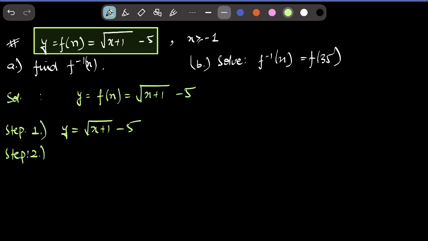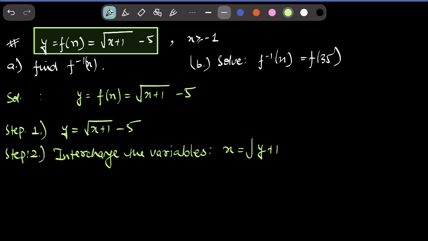Step number 2 says interchange the variables. What I meant by saying this is, where there is y, I will write x, and where there is x, I will write y. Okay, this is your step number 2. Now your step number 3 says solve for y. Solve for y means make y the subject again.